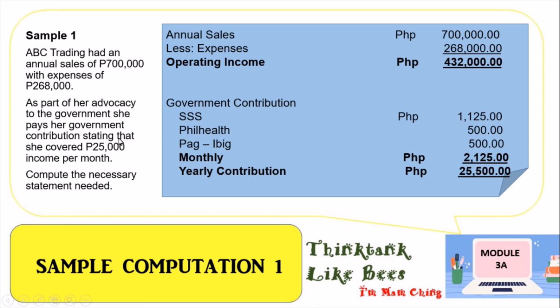For the PhilHealth, you need to multiply it by 2%. Also with the Pag-IBIG, a 500 pesos contribution. If you add these three, you have a monthly contribution of 2,125. You need to multiply it by 12 to have a yearly contribution of 25,500. These two will be your basis in order to compute the tax for the sole proprietor.